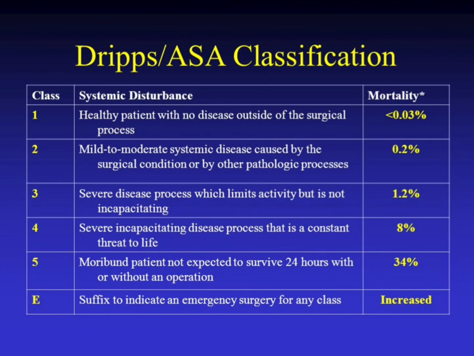So we just talked about the ASA classification. Now we'll look at the mortality. So ASA class 1 mortality is less than 0.03%, ASA 2 mortality is 0.2%, ASA 3 mortality is 1.2%, ASA 4 mortality is 8%, ASA 5 mortality is 34%. Then with emergency, whichever class it is attached to, the mortality will be increased. So that's all about ASA classification.